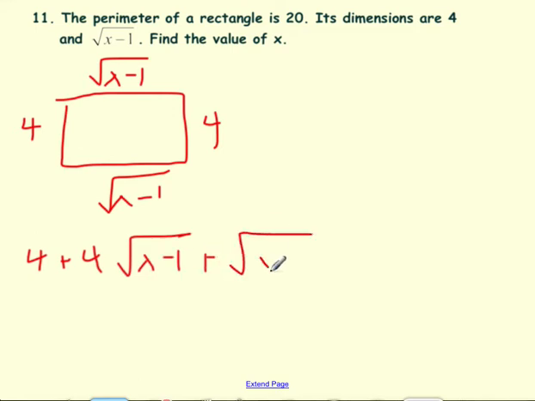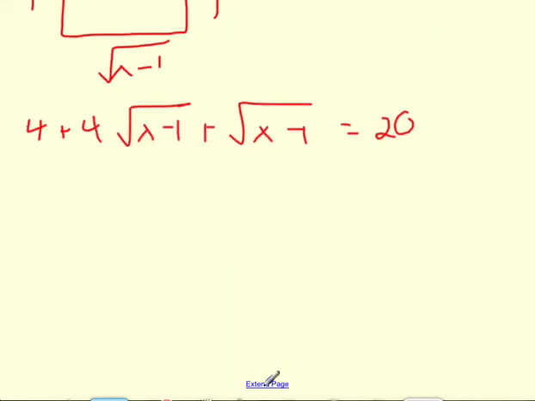So that is what I'm starting to do. And our perimeter is equal to 20. So this is going to be equal to 20. So before we can solve this radical equation, we have to do some simplifying. So I know that 4 plus 4 is 8. That's easy for me. Remember, when you add radicals, they have to have the same radical.